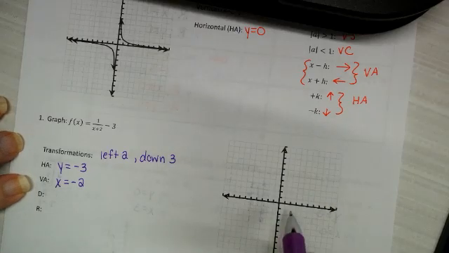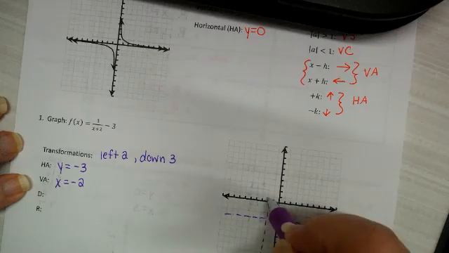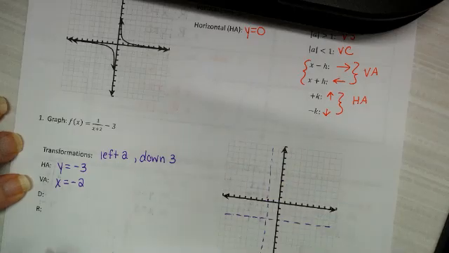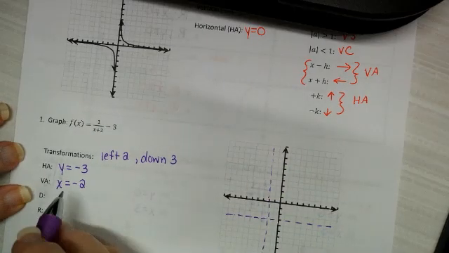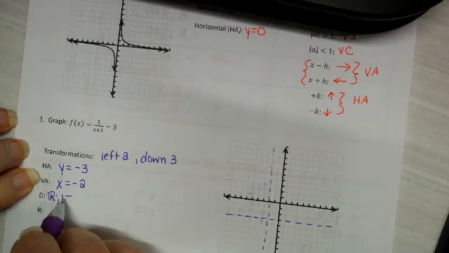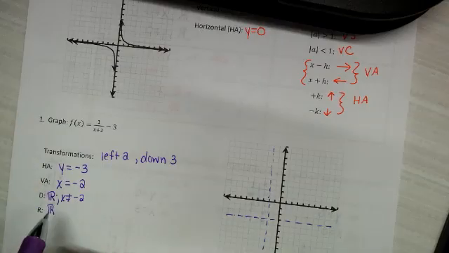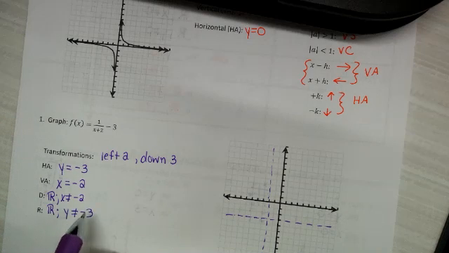You can use your calculator to help you find these if you want to confirm your suspicions. We're going to draw our asymptotes with dotted lines. Our domain, remember, is all real numbers except for the vertical asymptote. X cannot be negative 2. Your range is all real numbers except for the horizontal asymptote. Y cannot be negative 3.